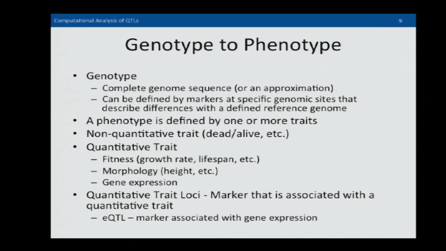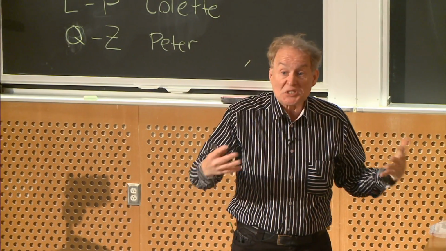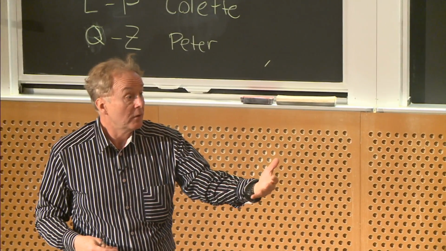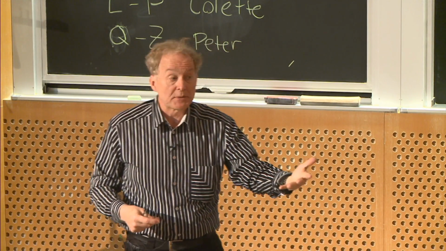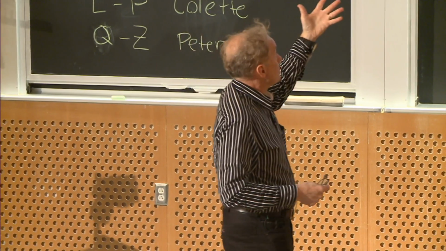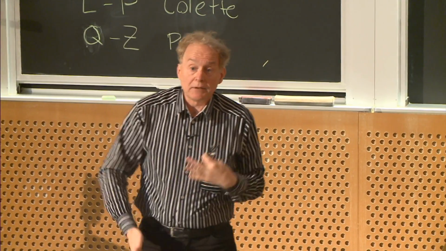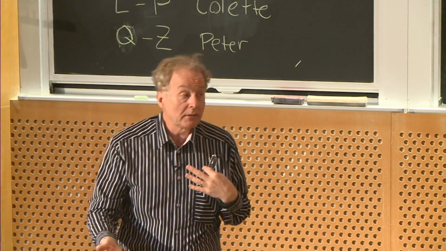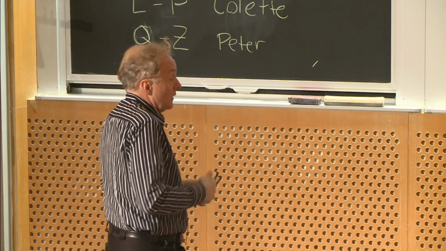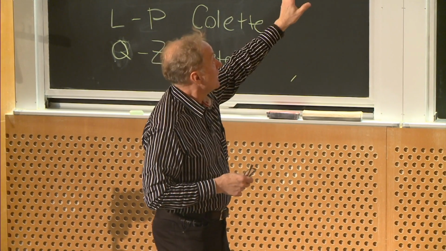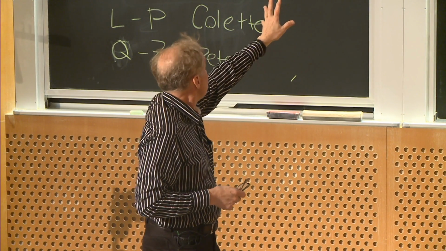An individual's phenotype, we'll say, is defined by one or more traits. A non-quantitative trait is something perhaps as simple as whether or not something is dead or alive, or whether or not it can survive in a particular condition, or its ability to produce a particular substance. A quantitative trait, on the other hand, is a continuous variable. Height, for example, of an individual is a quantitative trait, as is growth rate, expression of a particular gene, and so forth. So we'll be focusing today on estimating quantitative traits.